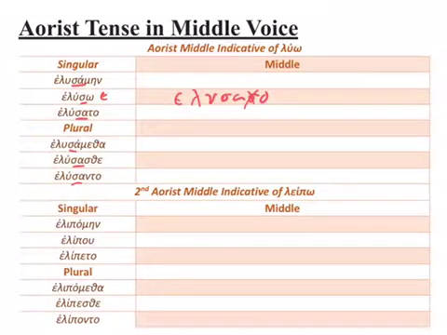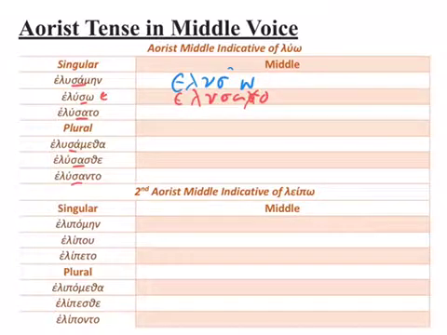How did they word it in this book? Page 90. Yeah, the alpha contracts with the omicron, and that makes an omega. So it'll be "eluso." It's just a contracting thing. So for aorist, you'll most likely see the omega at the end for the second person singular. Got that?